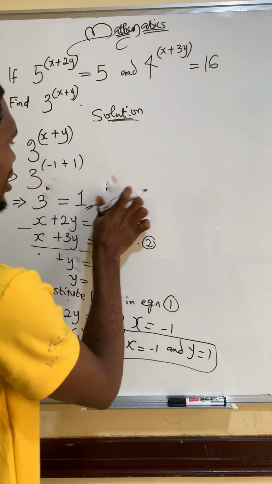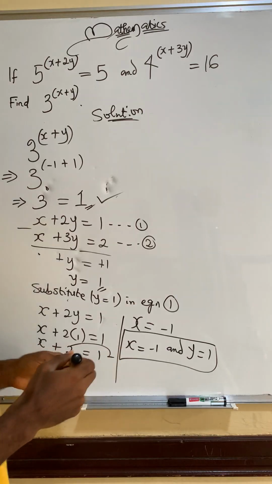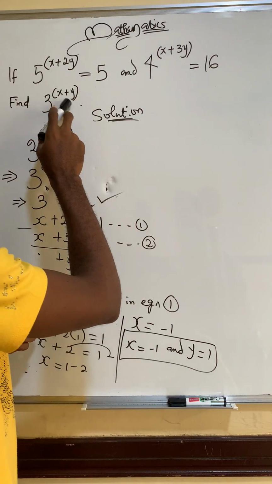So this is our answer. The value of 3 raised to power x plus y is 1.